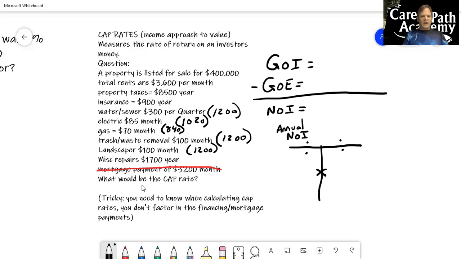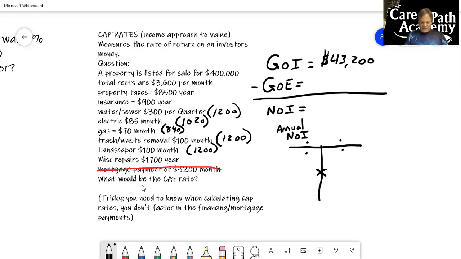All right? So let's calculate our income. Did they give us the income? Oh, total rents are 3,600 per month. So 3,600 per month times 12, right? 3,600 times 12, 43,200. All right, looking good so far.